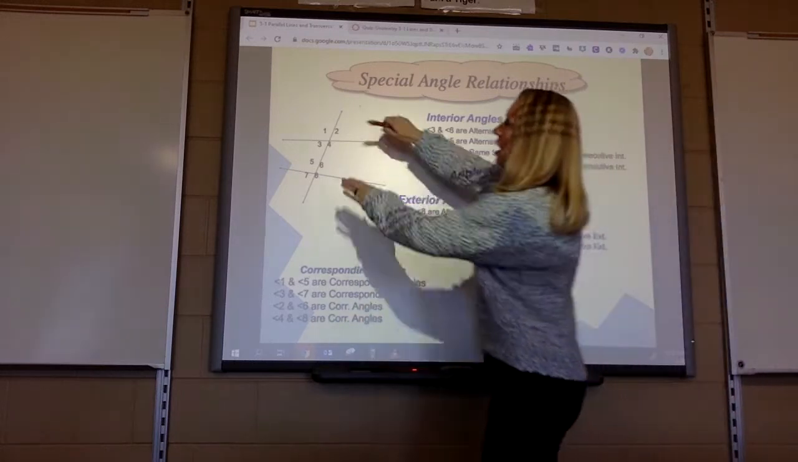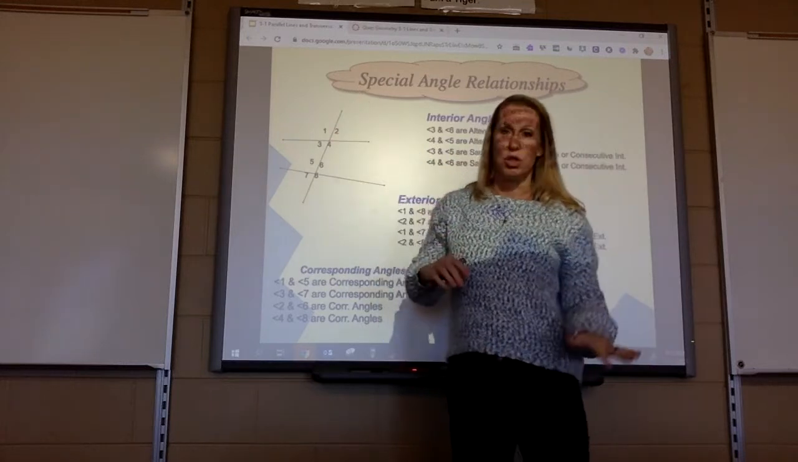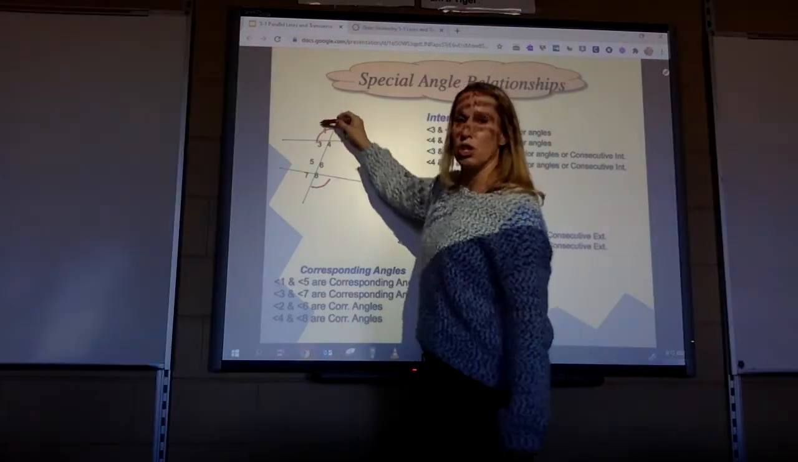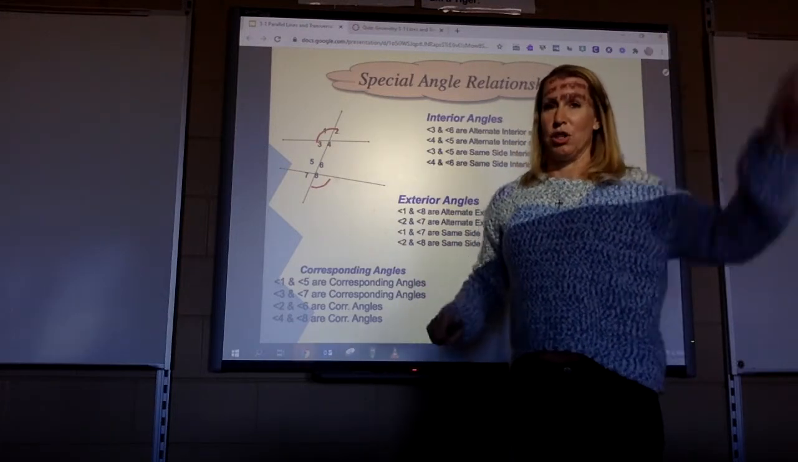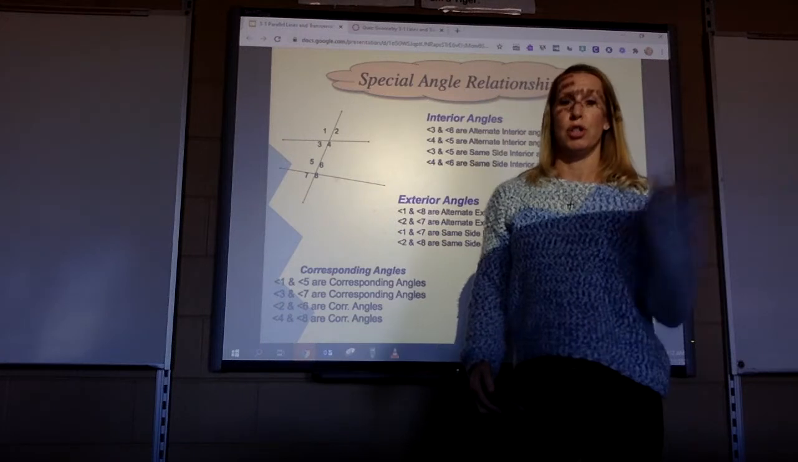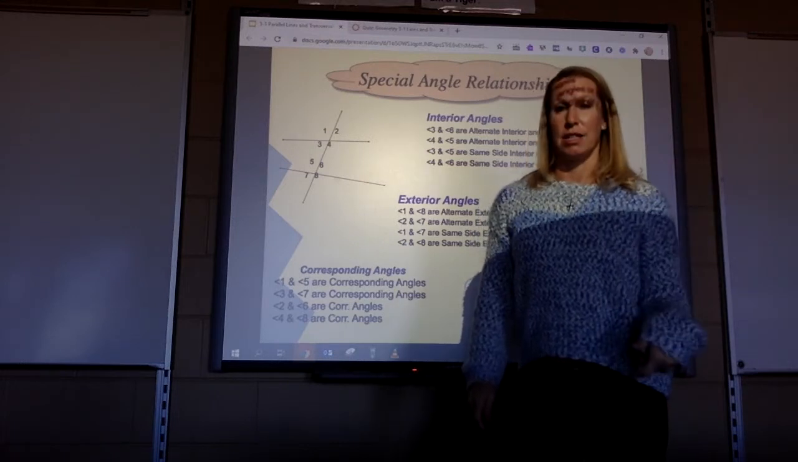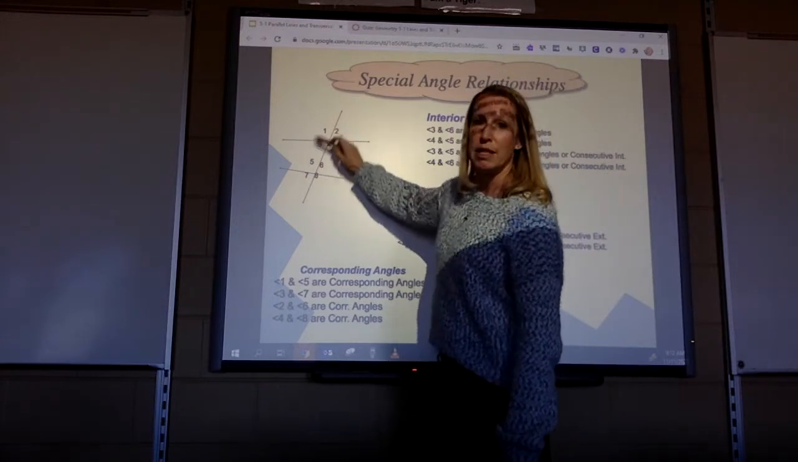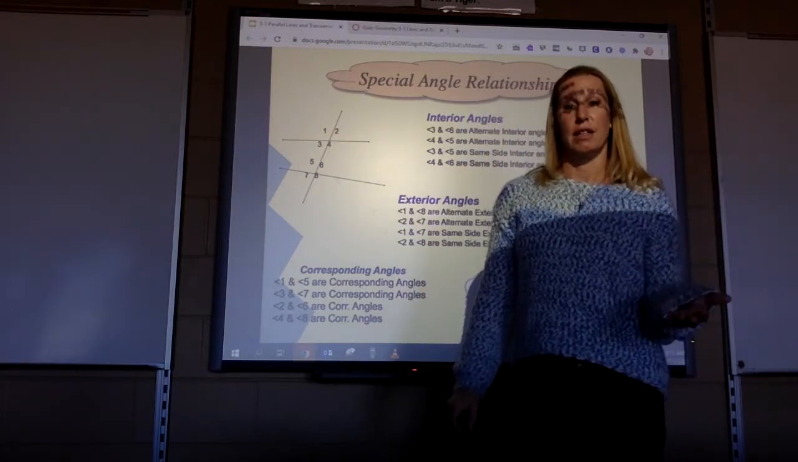We also have the angles on the exterior, 1 and 2 and 7 and 8. Okay, so those are on the exterior. We've got alternate exterior, which would be like angle 1 and angle 8. They alternate over the transversal diagonally, so they're not on the same side. So 2 and 7 would also be alternate exterior angles. If they're on the same side, they're called same side exterior angles or consecutive exterior. 1 and 7 would be same side or consecutive. 2 and 8 would be same side or consecutive exterior.